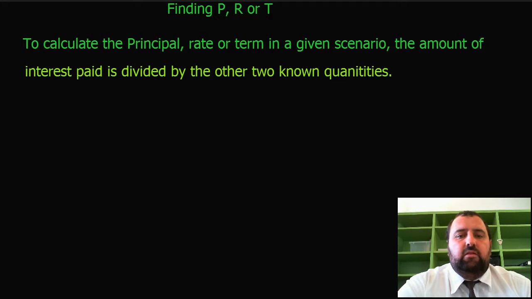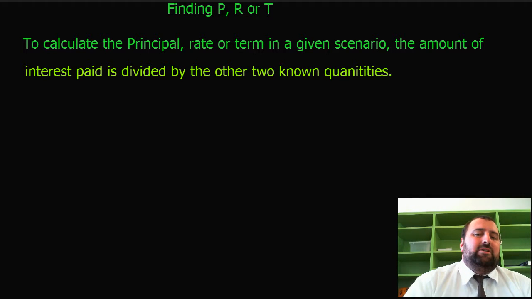Hi guys, so today we're looking at how to figure out either P, R or T. So we're looking at situations where we tell you the amount of interest that's been earned and you need to figure out either the principal, the rate or how long it took. Alright, so what we do in each case, let's say that we're looking for the rate, we need to do the simple interest divided by the principal and the term.